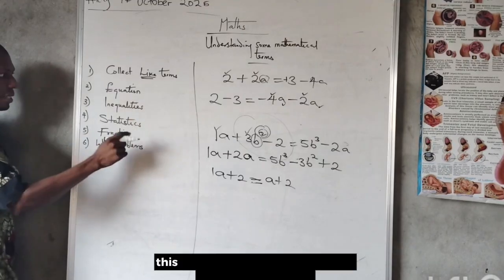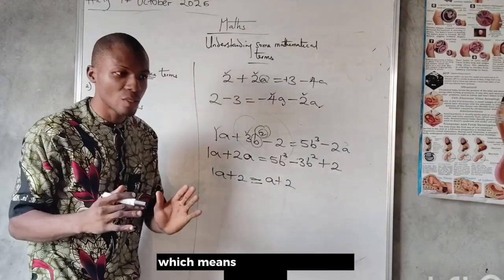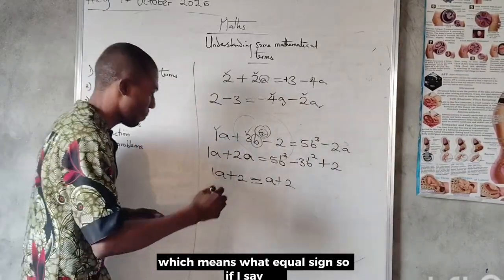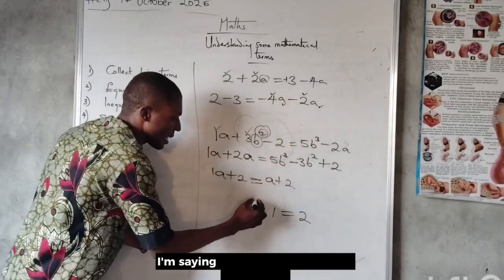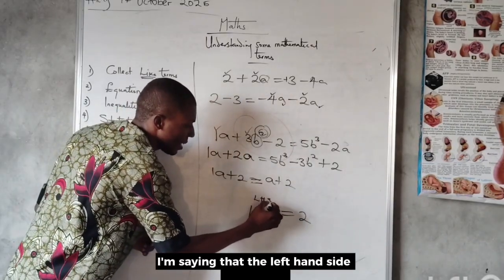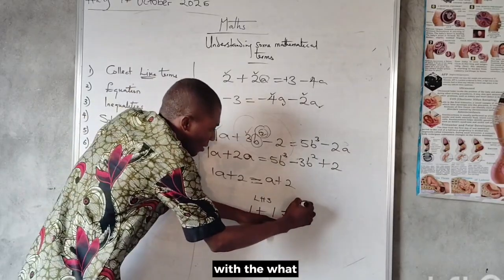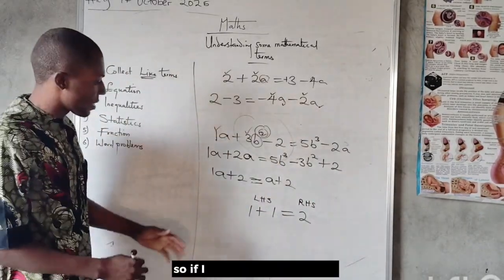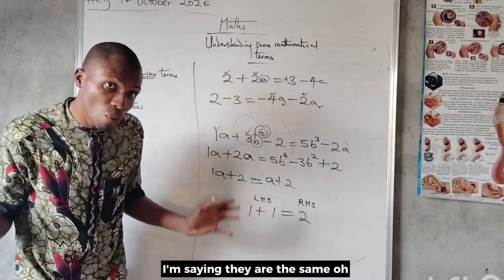You see, this word equation came from the Latin word equatus, which means what? Equal sign. So if I say 1 plus 1 equals 2, I'm saying that the left hand side is the same as the right hand side, the result on the right hand side. So if I say 1 plus 1 equals 2, I'm saying they are the same.